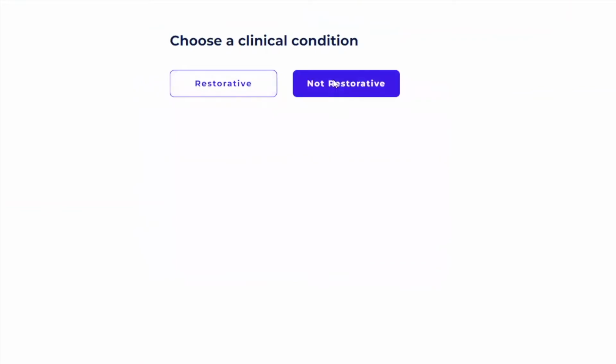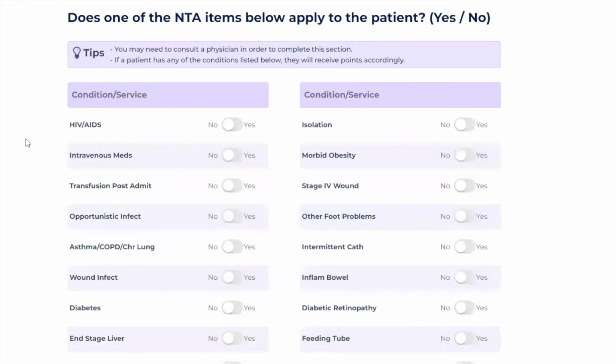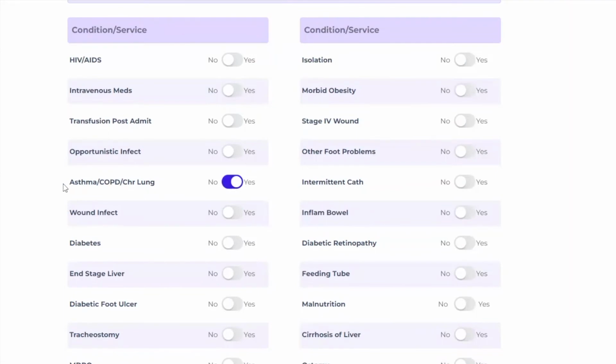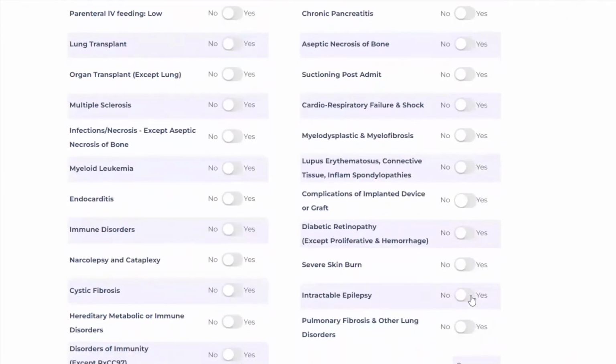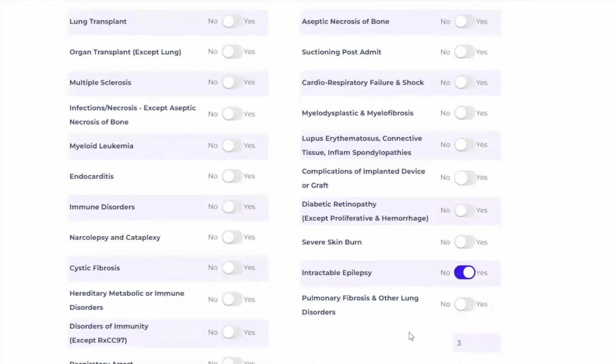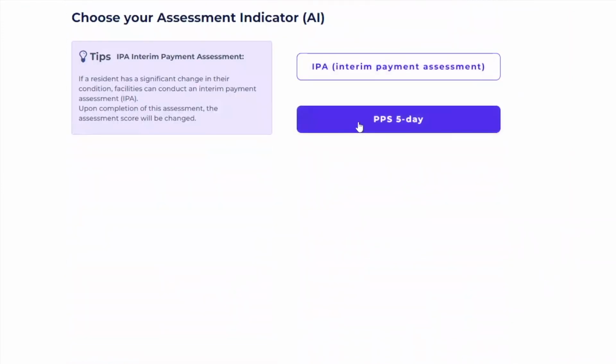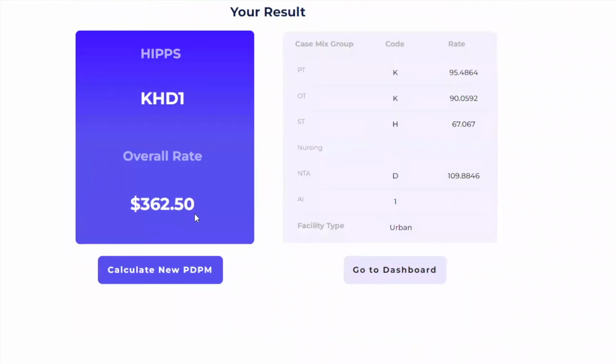Of course, it's rare that you'd actually work through all these levels with a skilled patient. I just wanted to show you the steps. So the very last component of getting your 4-letter HIPPS score is the NTA, non-therapy ancillaries, like if someone has asthma. At the top are more common conditions, and at the bottom are others that are rare but still worthy of review. So I ended up with 3 NTA points here. I then put that it's a normal 5-day assessment and get my score and then generalized dollar rate.